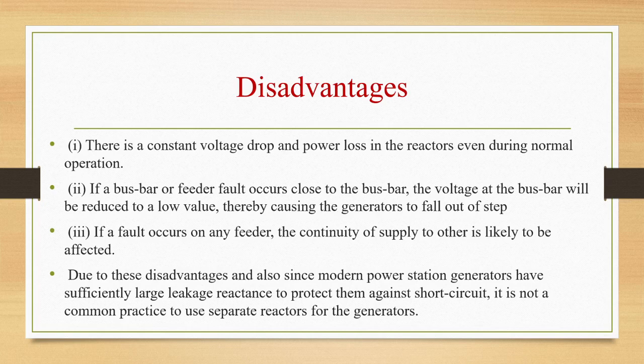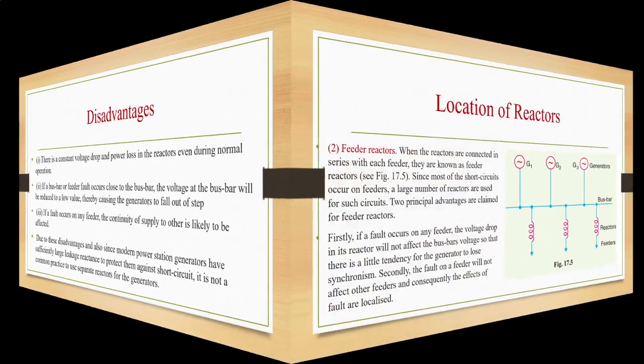If a busbar or feeder fault occurs close to the busbar, voltage at the busbar will be reduced to a low value, thereby causing the generators to fall out of step. Third one, if a fault occurs on any feeder, continuity of supply to others is likely to be affected. So due to these disadvantages, and also since modern power station generators have sufficiently large leakage reactance to protect them against short circuit, it is not a common practice to use separate reactors for the generators.